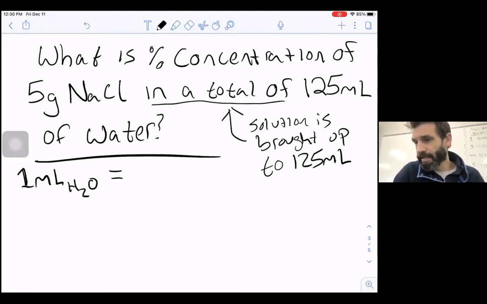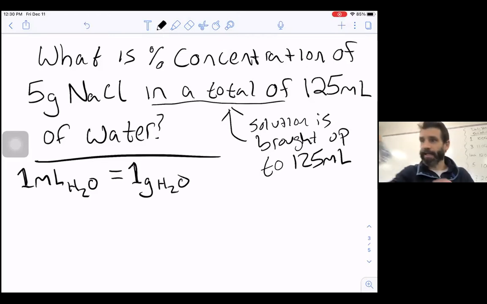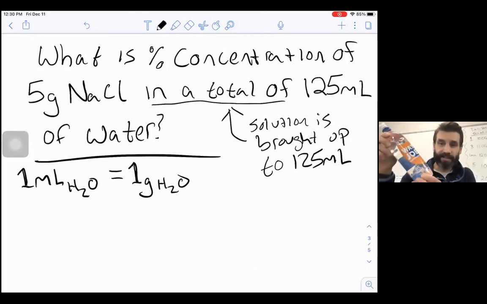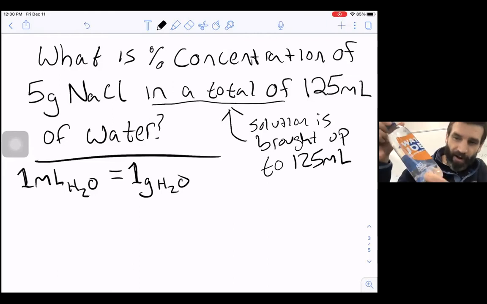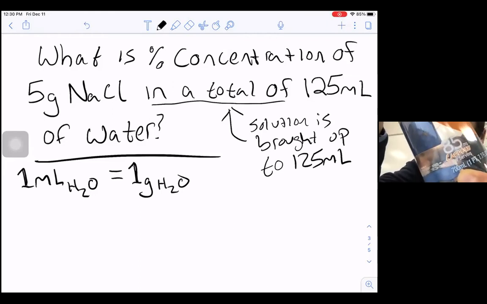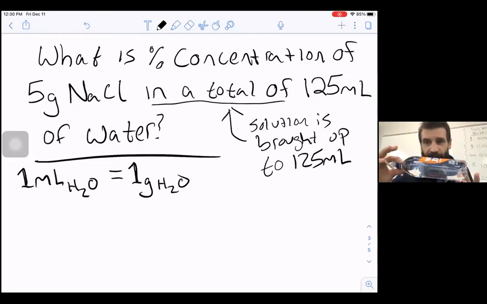water is equal to 1 gram of water. I use this example in class: this bottle, I got this free at QuikTrip. This 700 milliliter bottle has 700 milliliters of water in it. The water in it weighs 700 grams. Of course, the plastic might weigh a little something. So we're going to use that in our calculation.